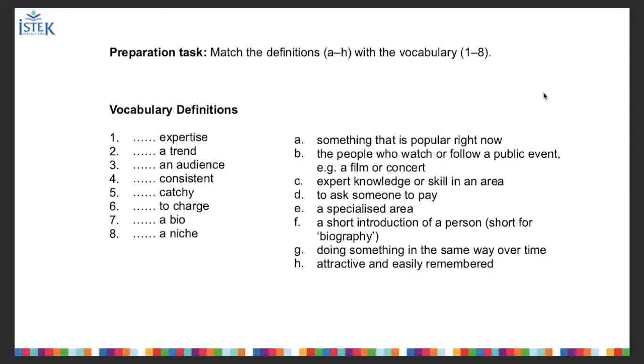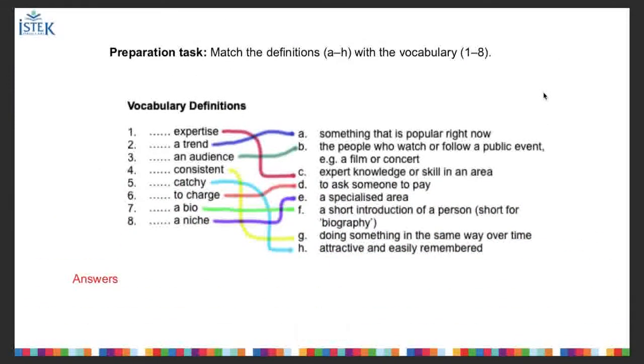All right, so let's see how we did. Number one, expertise is obviously an expert knowledge or skill in an area. Okay, a trend, which probably many of you who follow online sites know, something that is popular right now. Number 3, an audience, of course, are the people who watch or follow a public event, for example, a film or concert. Number 4, consistent, as in to be consistent, is doing something in the same way over time.